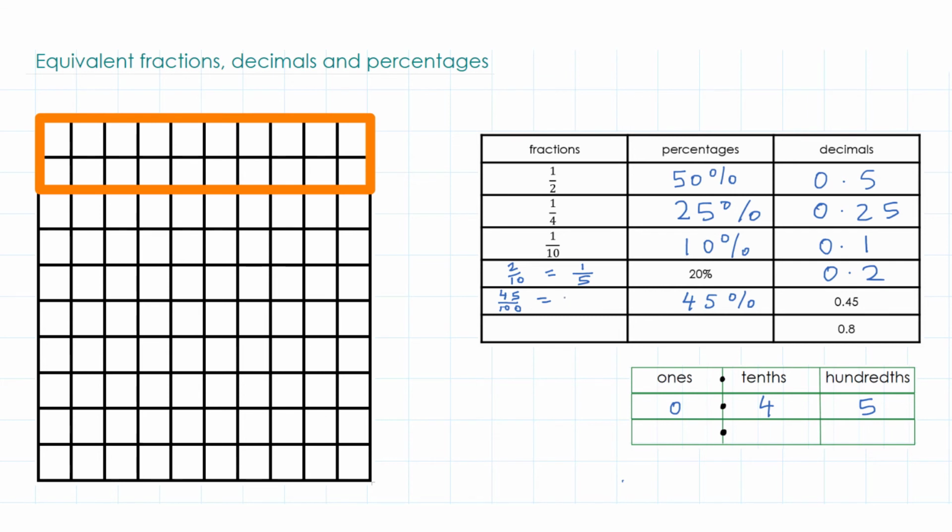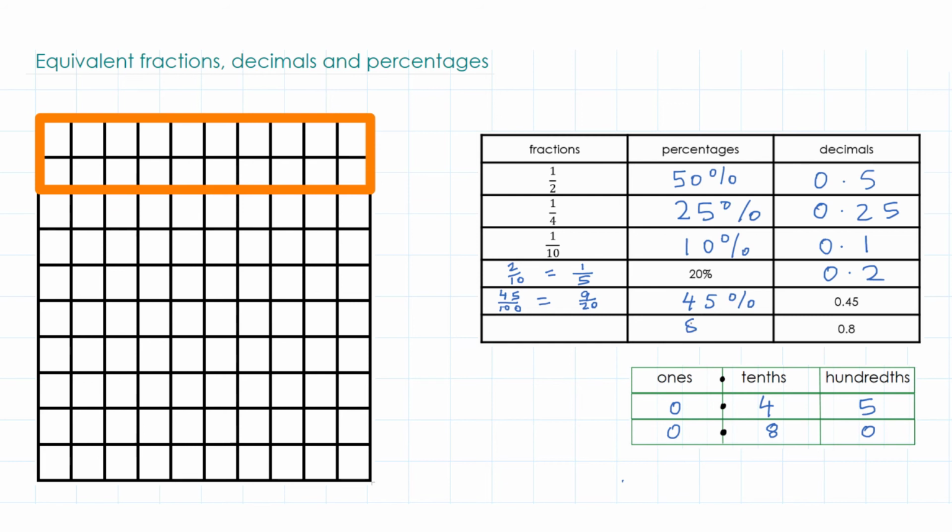We can. What goes into both 45 and 100? 5 does. 45 divided by 5 is 9. And 100 divided by 5 is 20. So 0.45 is 9/20ths and 45%. The last one, 0.8. I'm going to write it in the place value chart, 0.8. So what's that in hundredths? 8/10, yes, but how many hundredths? It's 80 hundredths, 80%.